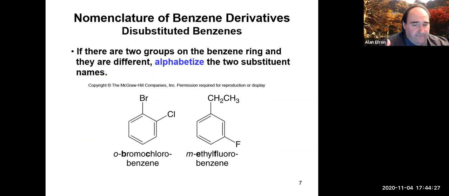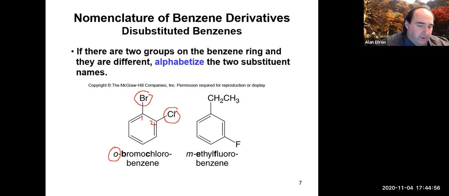And as I said, if you have multiple groups here, we do want to put our groups in alphabetical order. So here's our benzene ring. We have a bromine and a chlorine here. So B before C. If you were to number this, you would give it the 1 and 2 location in terms of its numbering. Again, the 1 and 2 location is the ortho.